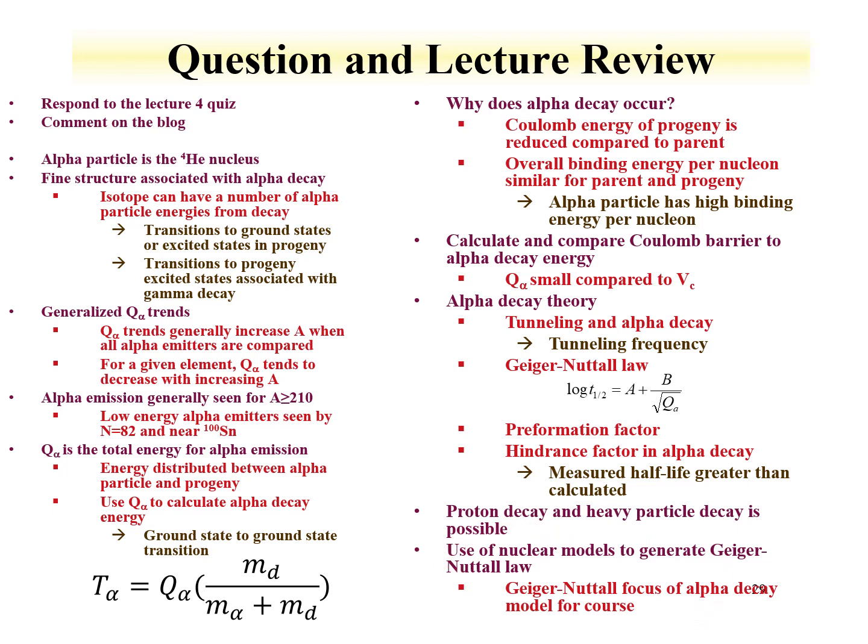We should also understand the preformation factor. What is the probability of finding an alpha particle ready for emission in the nucleus? And this preformation factor is related to hindrance in alpha decay. You should be able to identify and measure hindrance factors. We also discussed other charged particle emission, including proton decay and heavy particle decay.